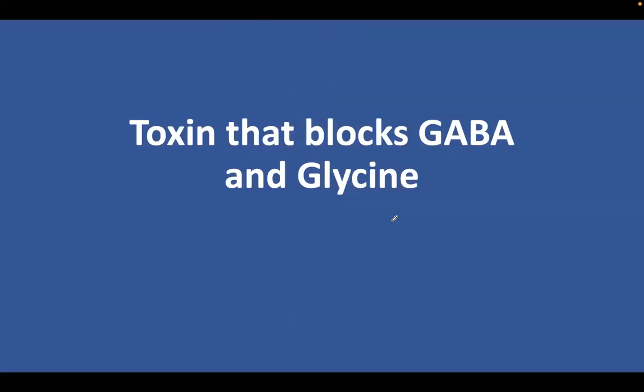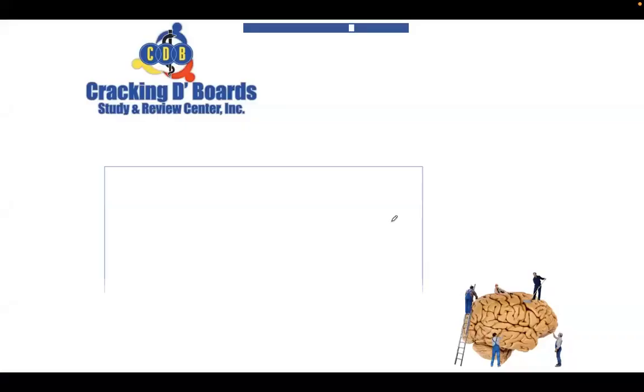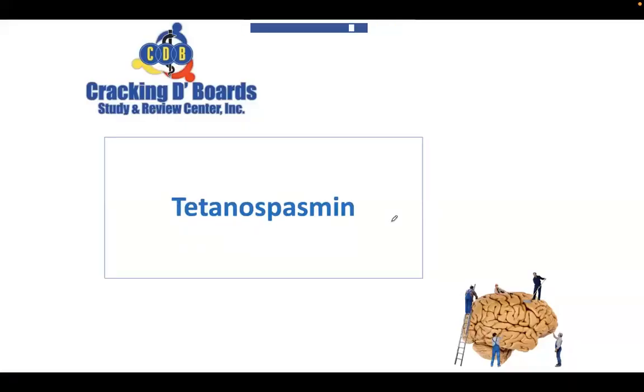And what is the toxin that blocks both GABA and glycine? Okay, the toxin is caused by Clostridium. So this is tetanospasmin.